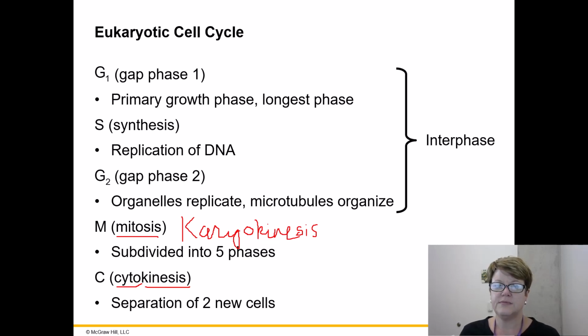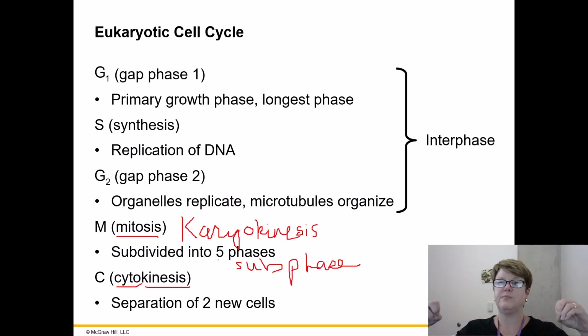And in a minute, we're going to subdivide M phase into 5, what I should have said, subphases. And these you've probably studied: prophase, prometaphase, metaphase, anaphase, telophase. And then the last event is cytokinesis, the separation of the cytoplasm and the plasma membrane, and if there's a cell wall, the cell wall, such that at the end you have 2 product cells.